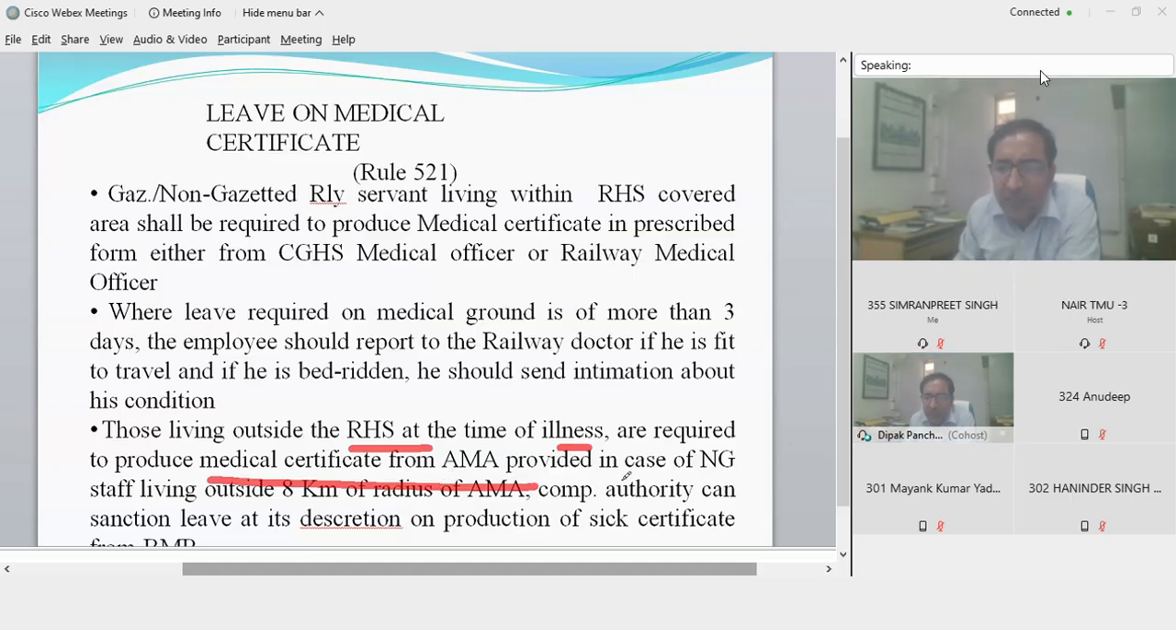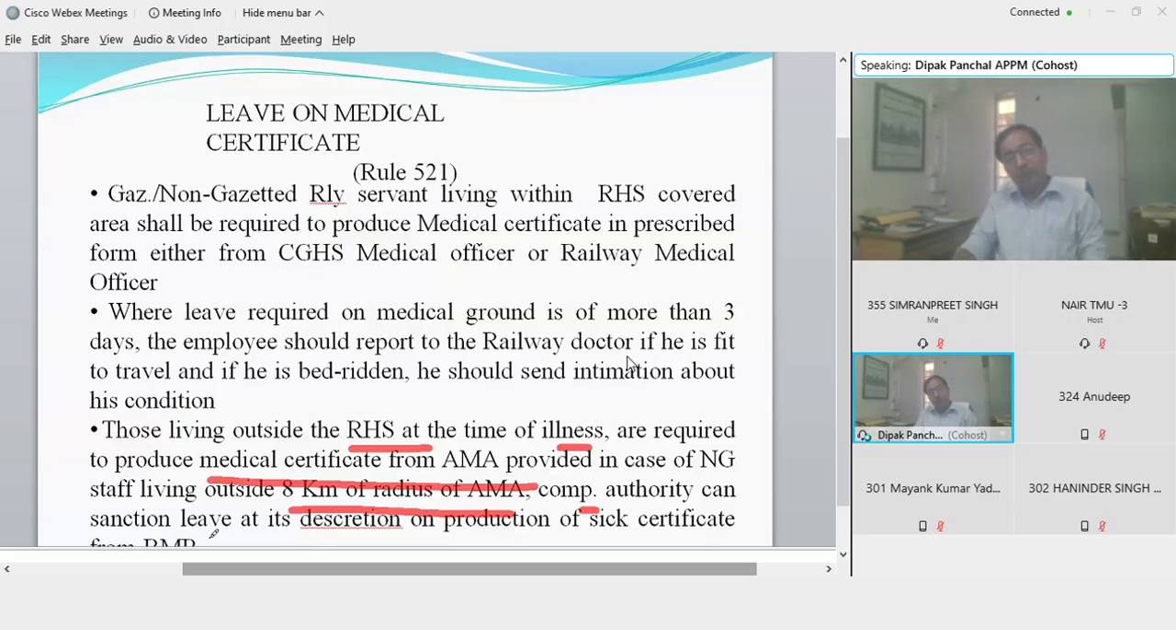There is some relaxation in case of non-gazetted staff. In case of NG staff living outside an 8-kilometer radius of the AMA, the competent authority can sanction leave at its discretion on production of a sick certificate from a registered medical practitioner, that is, a private doctor's certificate. But in any case, if leave is required for more than 3 days, then the employee should report to the railway doctor and bring a certificate.